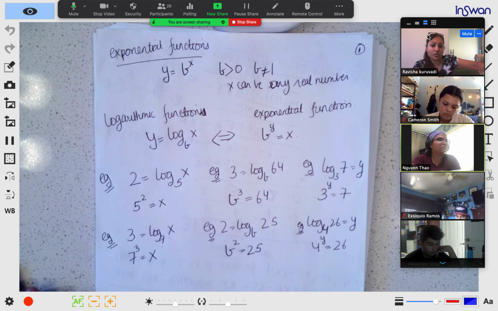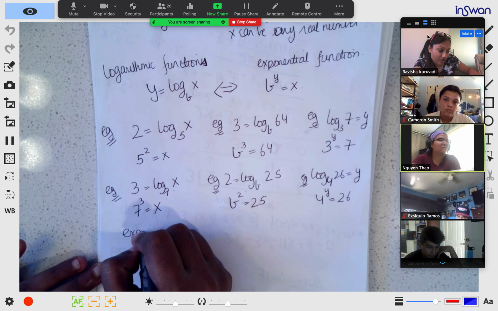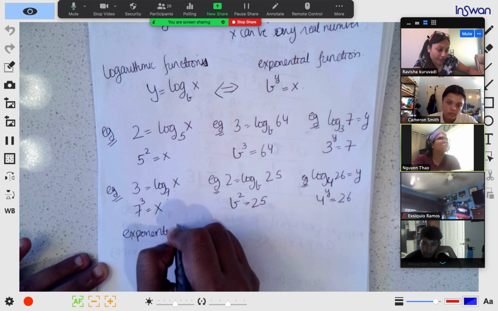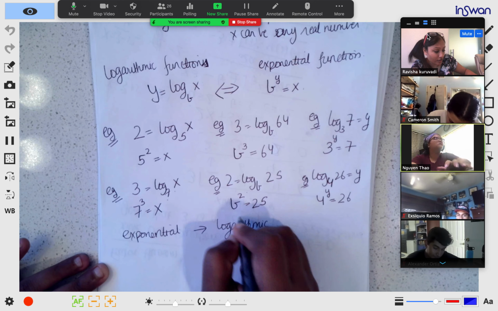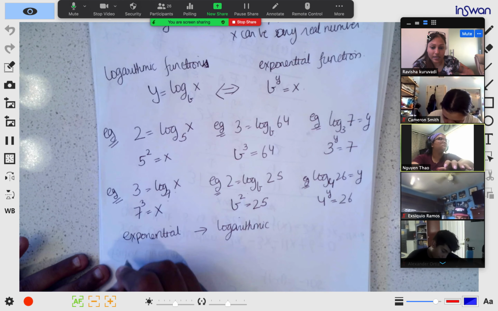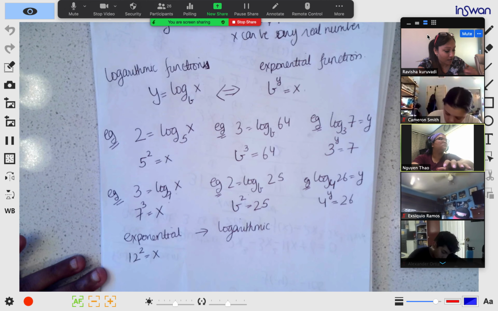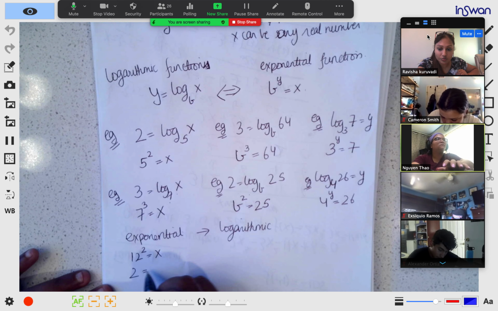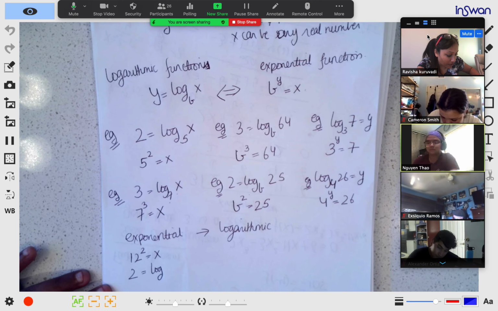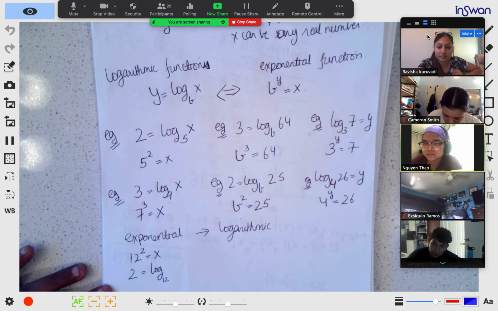Next thing we are going to do is you will be given exponential and you have to write the logarithmic. Example, if I say you are given 12 squared is equal to x, I say convert into logarithmic. Whatever is the power will come down, log is equal to log. Whatever was the base here will become the base of the log also. And then x. It's just going backward now.